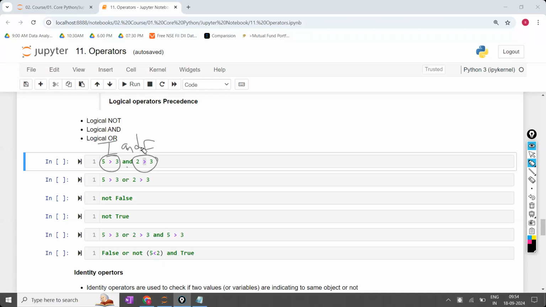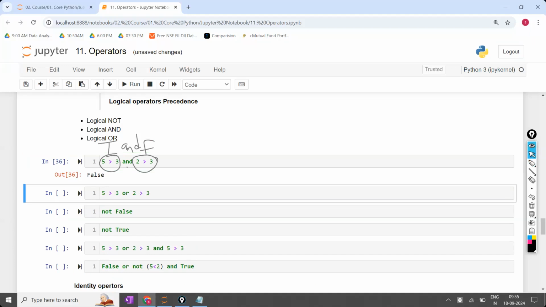Now true and false. What is the output? False, because we get the output as true with and only when all the conditions are true. So the output is false. Same logic again, one more time. 5 is greater than 3, again it is true, or 2 is greater than 3, false. Now true or false is there. What is the output? True.